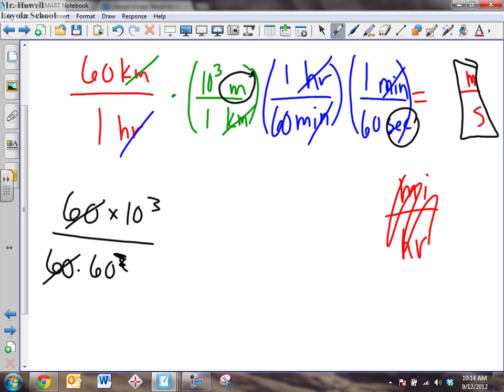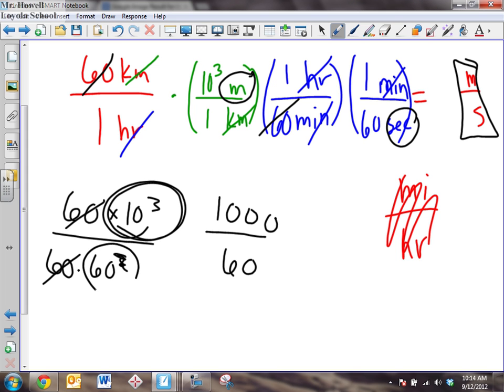So during the problem, if it makes it easier for you, if you notice you have a 60 and a 60, you can just cancel in the problem also. Keep that in mind. These are all factors, right? Factors can always cancel. So you're left with 1,000 over 60. Again, this is 1,000 right here. This is 60 that you're left with.